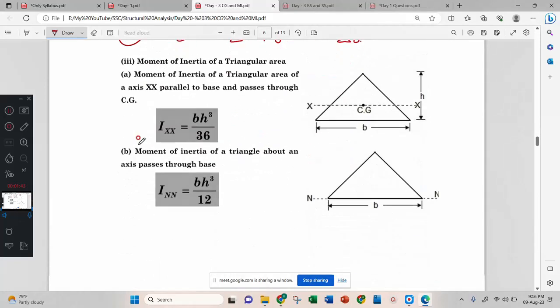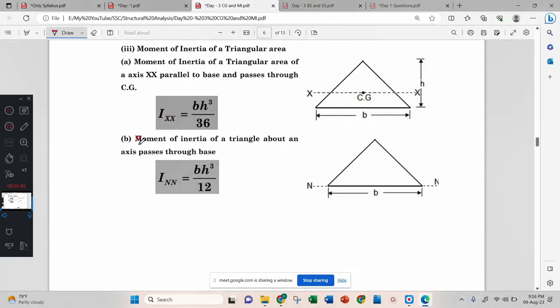Now in a triangle, about the central axis, IXX is BH cube by 36. 36, very interesting. And if you want the moment of inertia at the base level, then that is BH cube by 12. BH cube by 12.